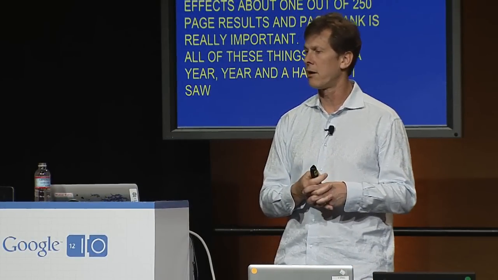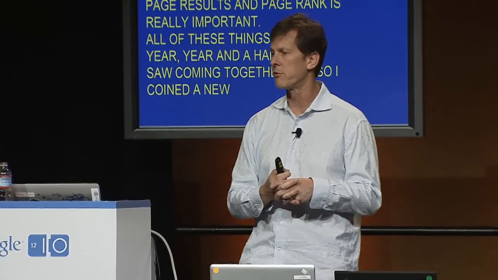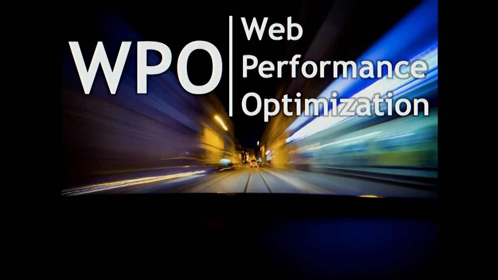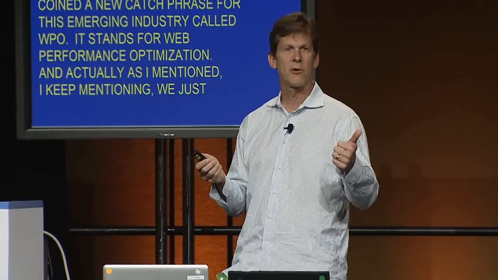So all of these things I saw coming together about 1 to 1.5 years ago, and so I coined a new catchphrase for this emerging industry called WPO. It stands for Web Performance Optimization. And as I keep mentioning, we just had Velocity this week. Sequoia, Battery Ventures, Excel, Union Square were all there. This industry is really growing up. There's a number of startups in this web performance space now.